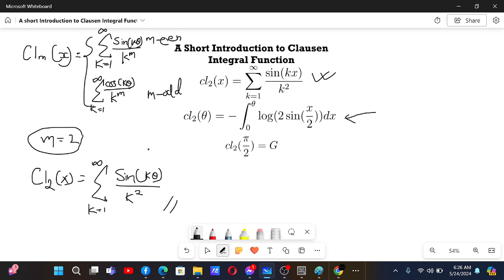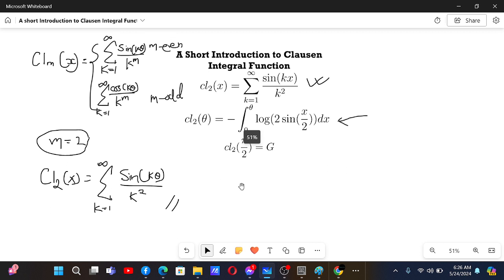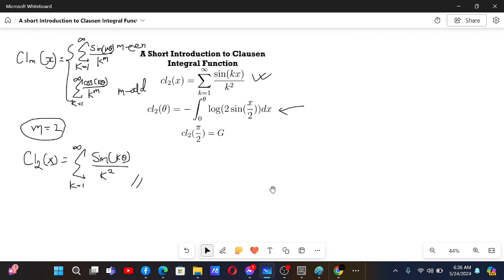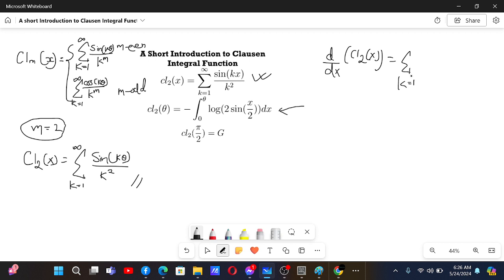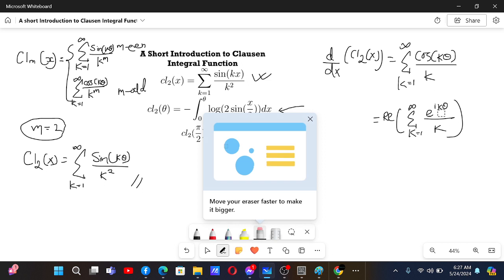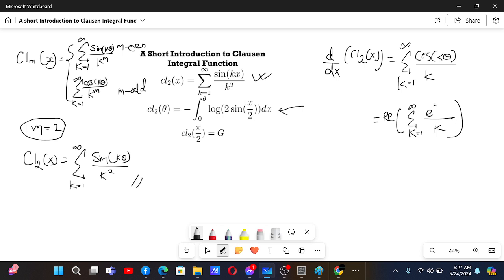Now its integral representation is also a nice one, which you can find by taking the derivative and then summing it up. So how do we find this integral representation? Let us see. If we take the derivative of this expression with respect to x, what we get is the sum from k equals 1 to infinity of cos(kθ) times k, and the k cancels out, so we have cos(kθ) by k. Now we can write this as the real part of the sum from k equals 1 to infinity of e^(ikθ) by k. Now we can write this as (e^(iθ)) to the power k.